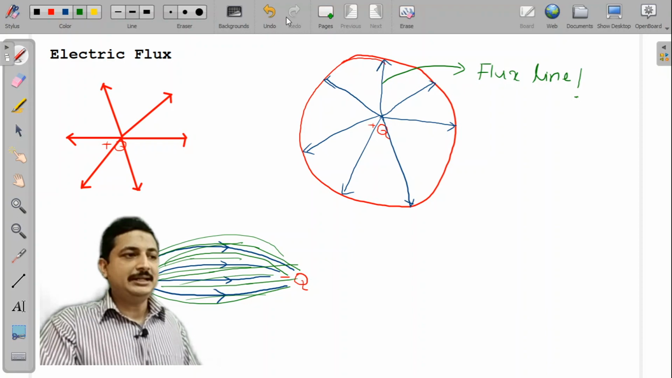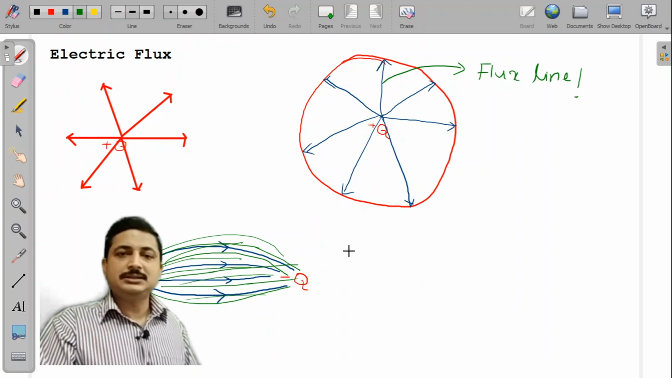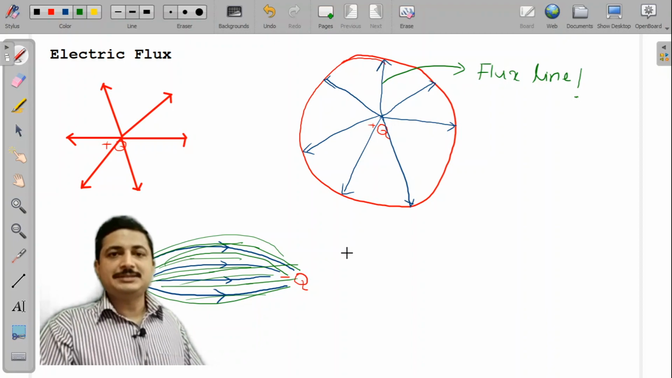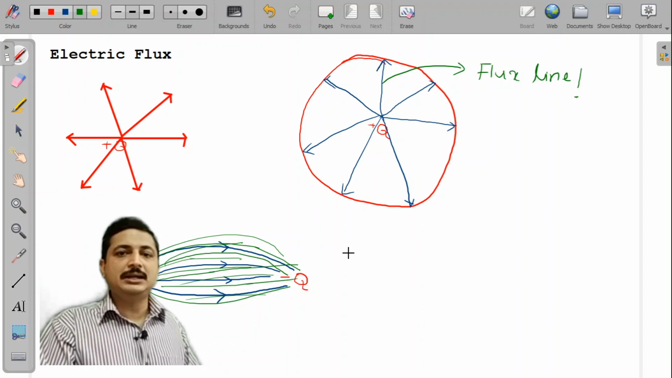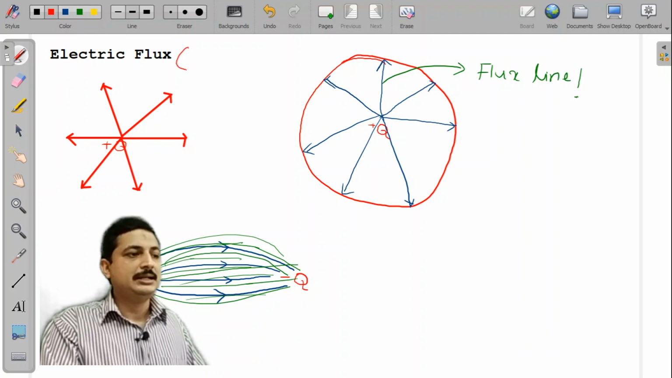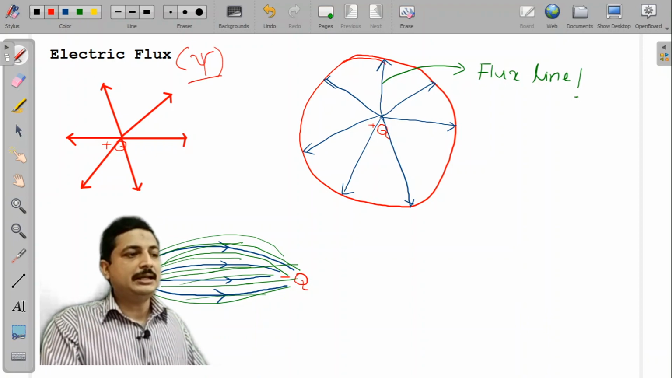Is that very clear? Okay. So, keeping these things in mind, I need some mathematical way of representing this electric flux. So, we use a Greek letter as a symbol for electric flux. Electric flux is basically represented by the Greek letter psi.